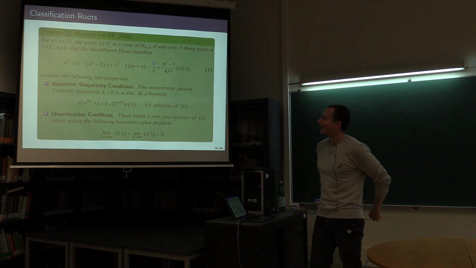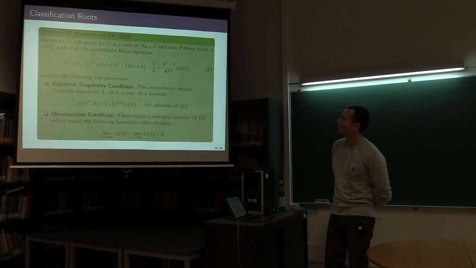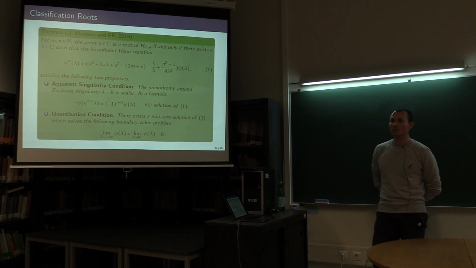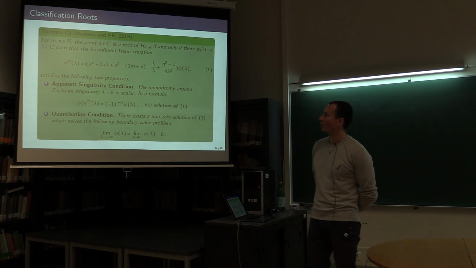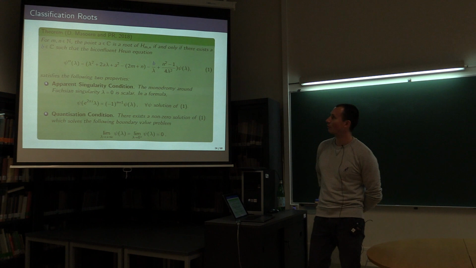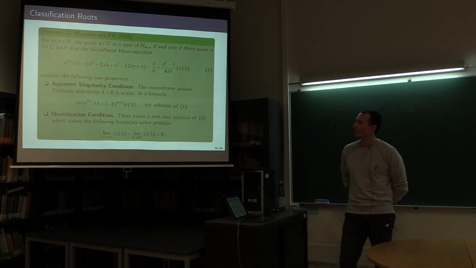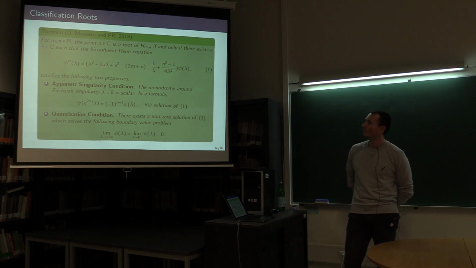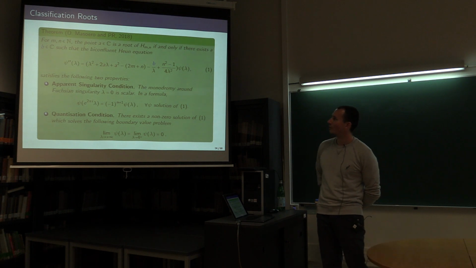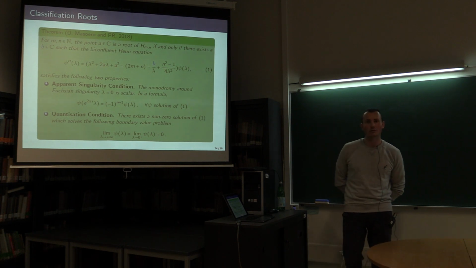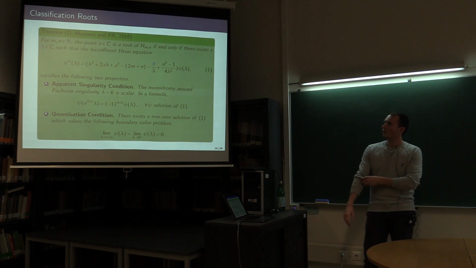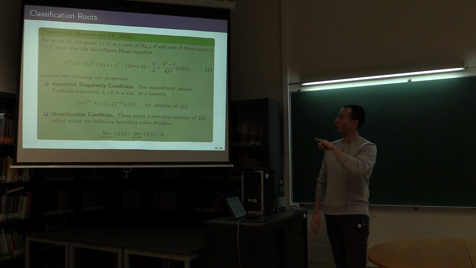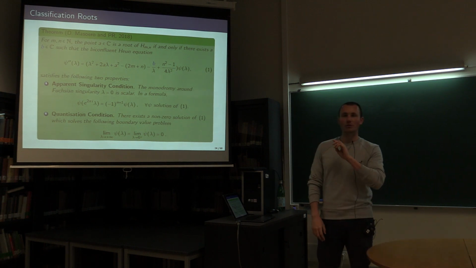So in the case of the generalized Hermite polynomials, if we work out the details, what we find is the following classification. If you fix some integers m and n, then the point a in the complex plane is a root of the generalized Hermite polynomial H_{m,n} if and only if there exists a b such that this biconfluent Heun equation satisfies two conditions.